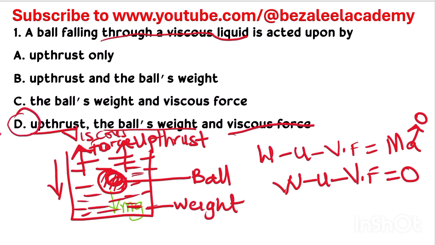So the correct option now is option D. Option A says upthrust only, which is actually wrong. It is not upthrust alone that is acting on the object. Option B says upthrust and the ball weight. We should not forget, yes, these two forces are acting actually, but they are not the only ones. So this is wrong. Then the ball weight and the viscous force. So can you see now? We have the ball weight and the viscous force, but they are not the only ones. So the correct option is option D.